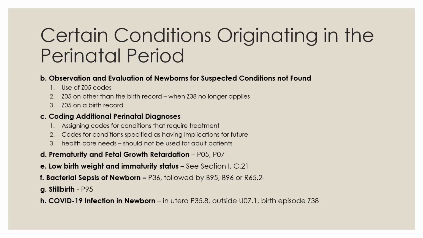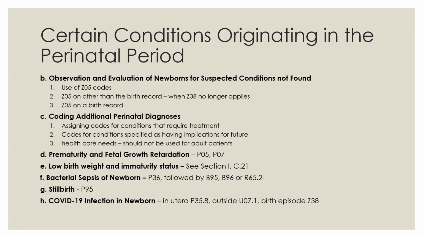Now, prematurity and fetal growth retardation. Providers utilize different criteria in determining prematurity. A code for prematurity should not be assigned unless it is documented. Assignment of codes in category P05 for disorders of newborn related to slow fetal growth and fetal malnutrition, and P07 for disorders of newborn related to short gestation and low birth weight, not elsewhere classified, should be based on the recorded birth weight and estimated gestational age.